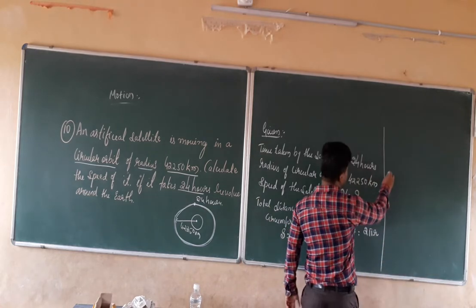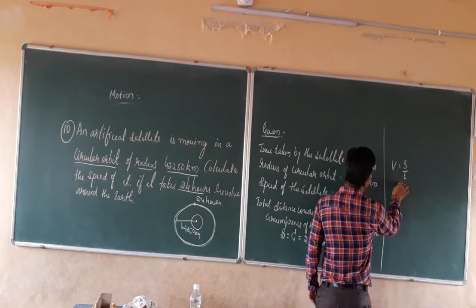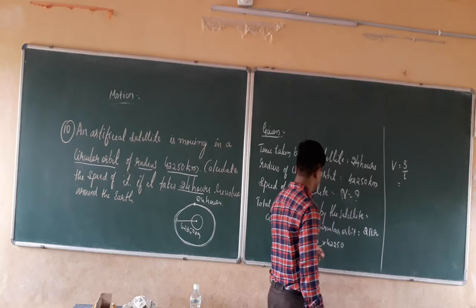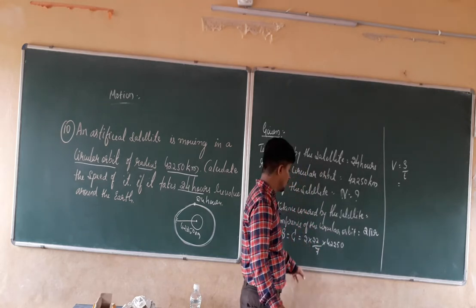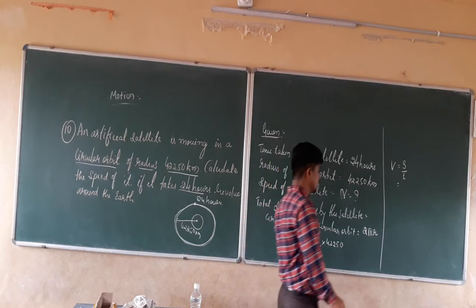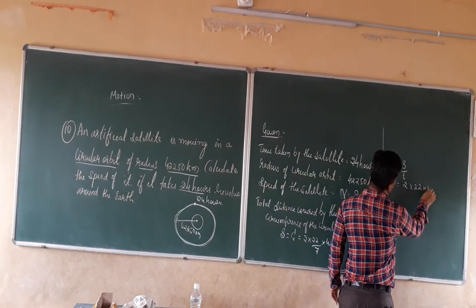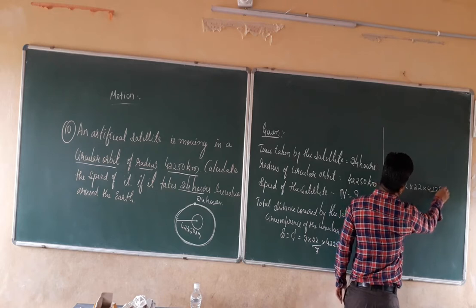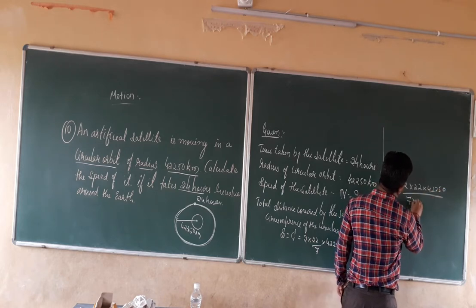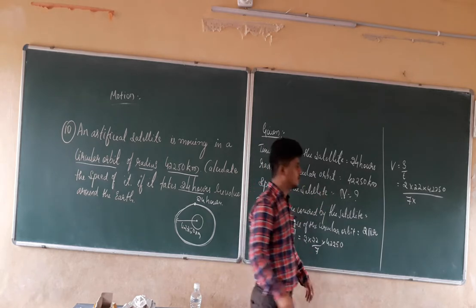What is the formula of the speed? That is nothing but v equal to s divided by t. S is nothing but 2 into 22 into 42,250 divided by 7, into the value of the time taken here, which is equal to 24.